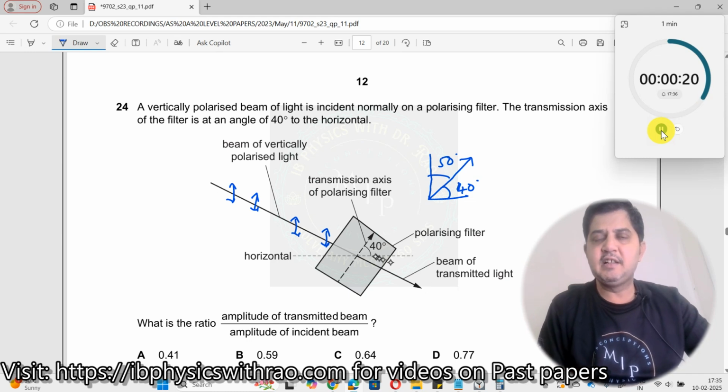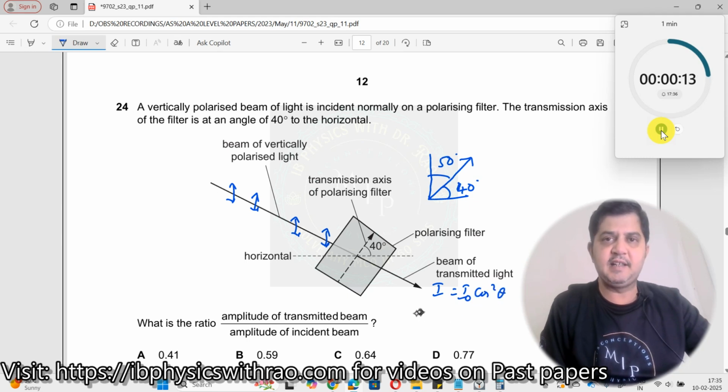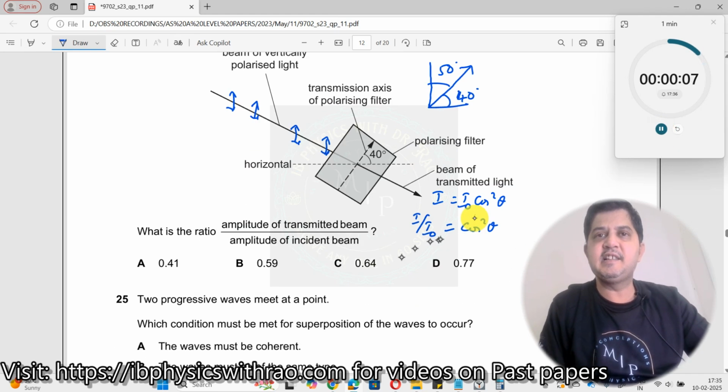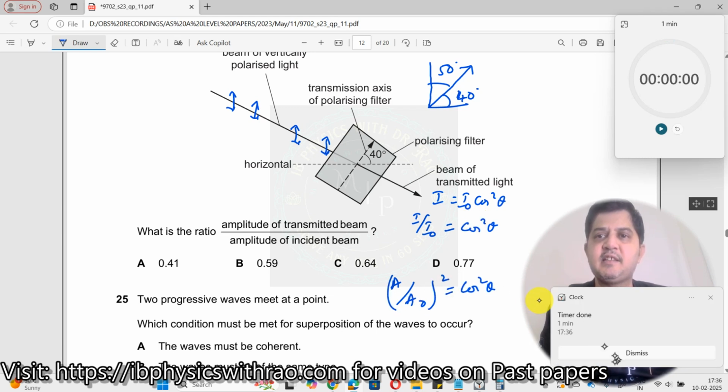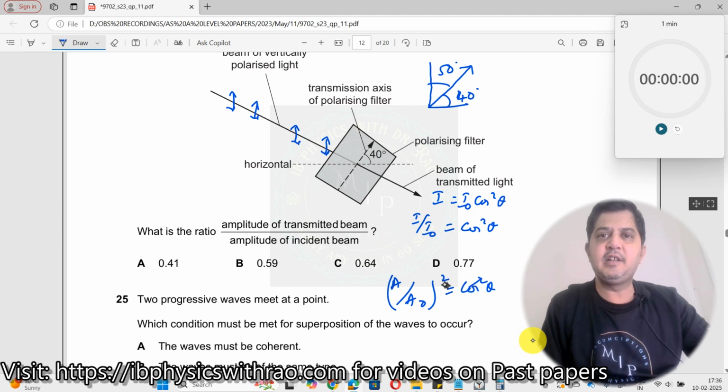Now we know that the transmitted beam will have an intensity equal to I = I naught cos square theta, right? In other words, I by I naught is equal to cos square theta, right? What is I here? I is nothing but transmitted. Now, how is I related to amplitude? I is proportional to A square. So this will be (A by A naught) the whole square, equal to cos square theta, or removing the square on both the sides, I get A by A naught is equal to cos theta.